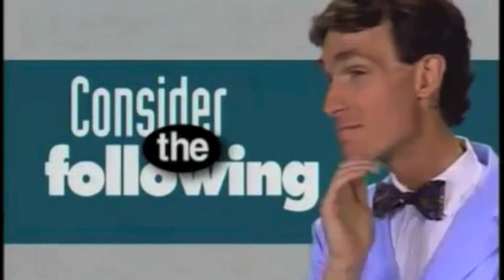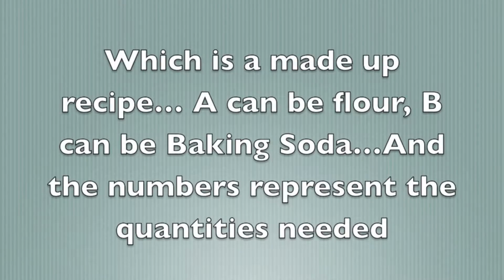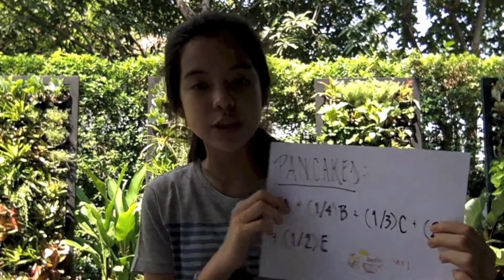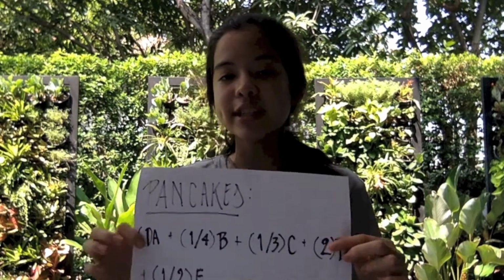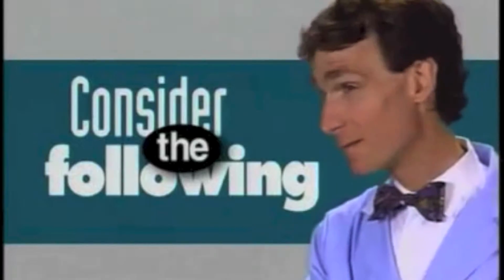Consider the following. If you want to double, triple, or quadruple the amount of pancakes, in case there's some special guest or you're hungry, you can just use this expression, which is a made-up recipe, and then just do some certain operations. For example, if you want to double the amount of pancakes you consume, you just use this expression and times the whole thing by 2. Like this.